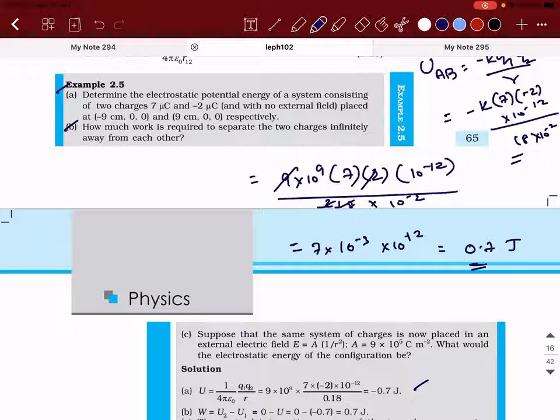So initially, how did the system get formed? Both were at infinity and you brought them close to each other. You did some work and that work got stored as potential energy of how much value? 0.7 joule. So you need to do the same 0.7 joule of work to break the system. Whatever is the energy present in the system, you need to supply the same amount of energy to break it.